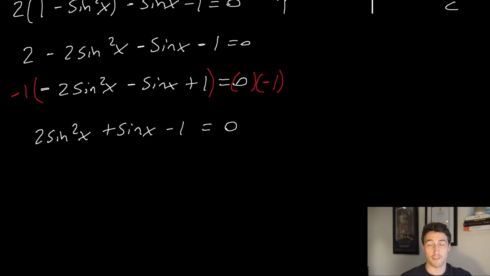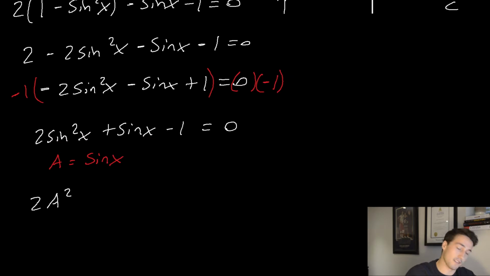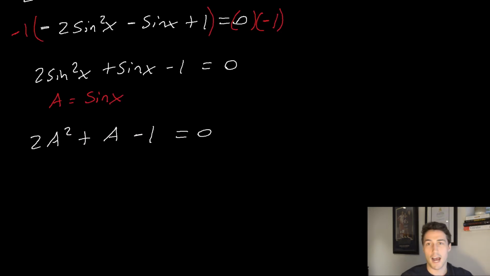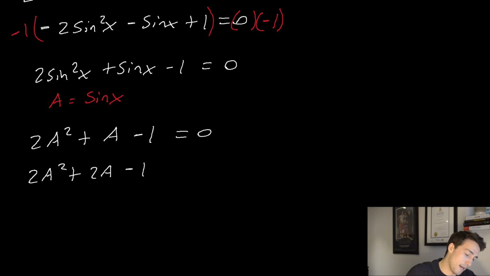Now we're going to use one of the quadratic properties. Whenever you see a sine squared x, a sine x and a constant, I can say a is equal to sine of x. So wherever I see sine of x, I'm just going to replace it with a. So this is 2a squared, because it's sine x squared, plus a minus 1 equals 0. Now this is a form that we're much more familiar with and can work with to solve this equation. We know it's quadratic, so there are going to be two solutions. So let's factor this quadratic: 2a squared plus 2a minus 1a minus 1 equals 0.